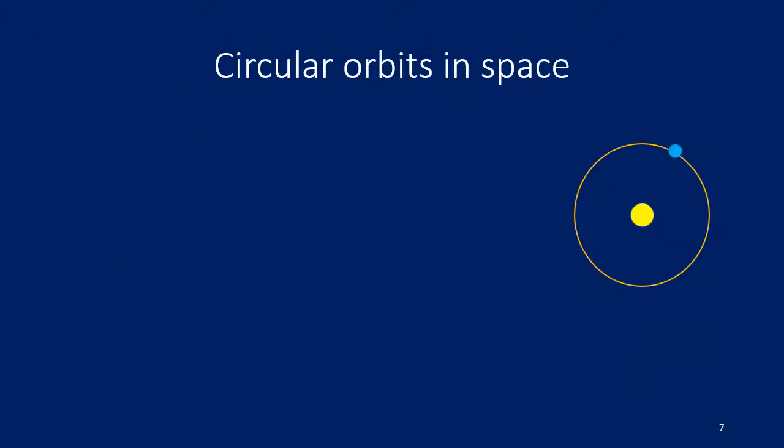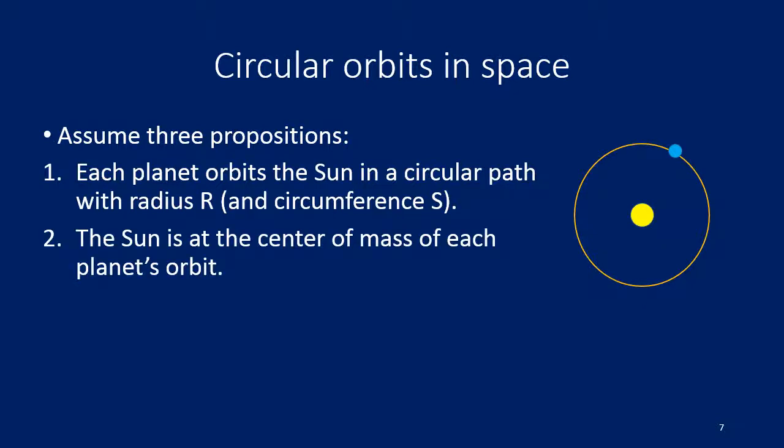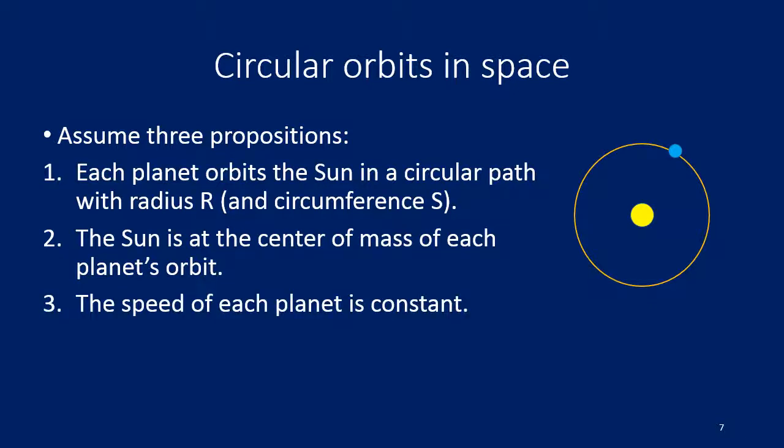Let's consider circular orbits in space. Assume 3 propositions. 1. Each planet orbits the Sun in a circular path with a radius r and, by implication, a circumference s. 2. The Sun is at the center of mass of each planet's orbit. 3. The speed of each planet is constant.